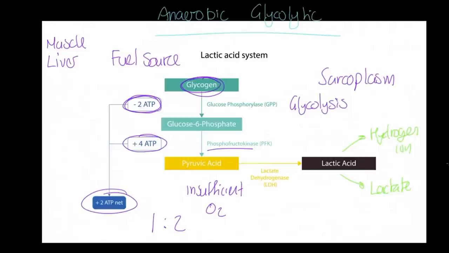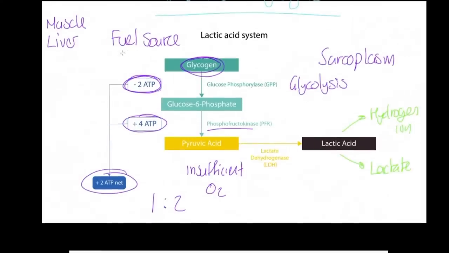So a couple of characteristics of this. The fuel source is glycogen. The site of reaction is the sarcoplasm. The energy yield is 1 to 2. The controlling enzyme is PFK. And our byproduct is lactic acid.